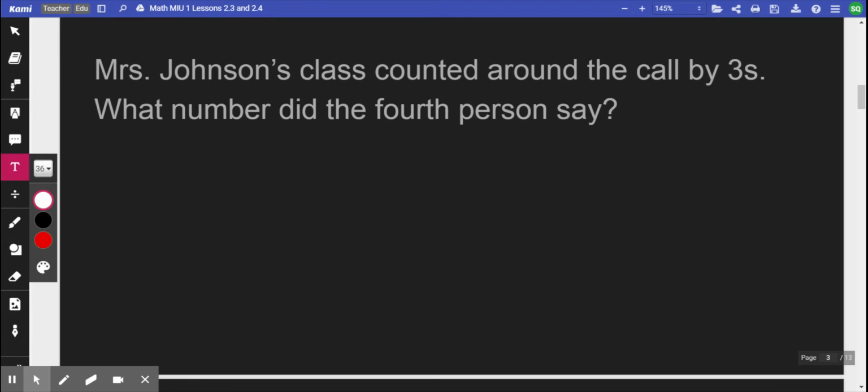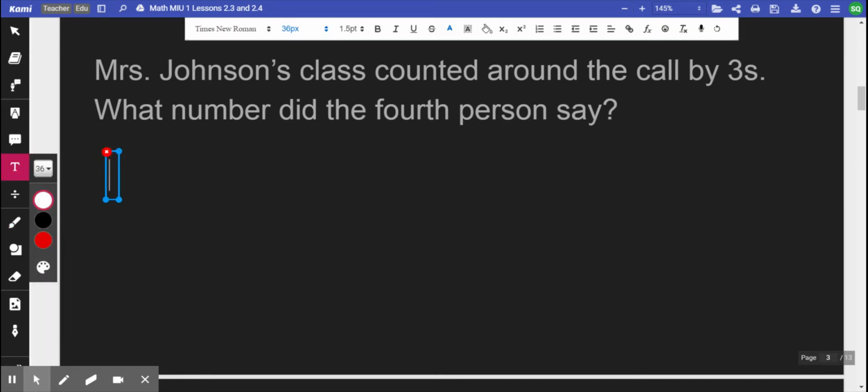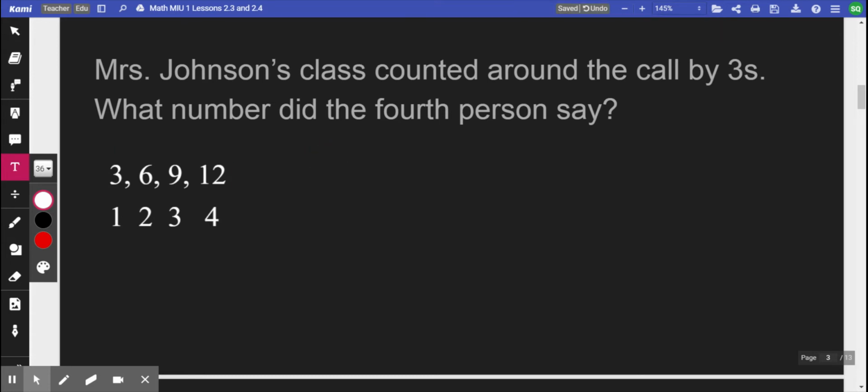Mrs. Johnson's class counted around the classroom by threes. What number did the fourth person say? Well, if we're just doing the multiples of 3, we could look back on our chart and we would know 3, 6, 9, 12. Is that the fourth person? 1, 2, 3, 4. So the fourth person said 12.